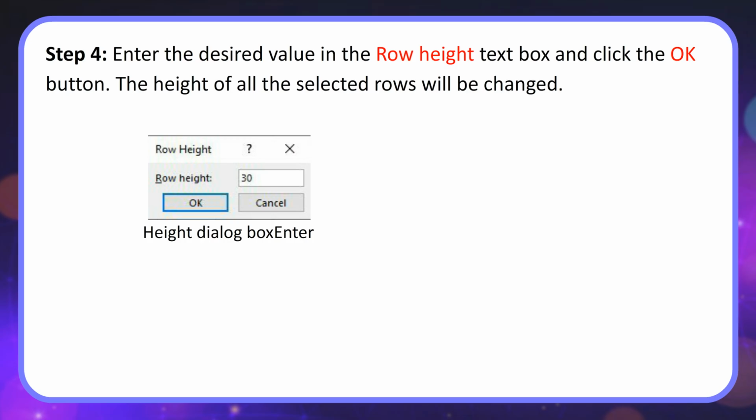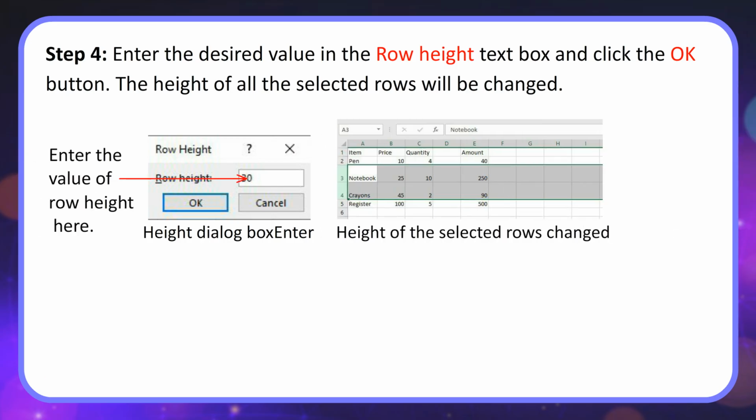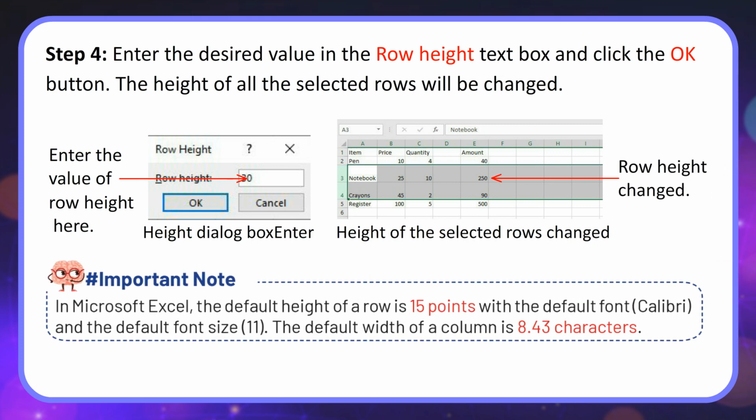Row height dialog box. Enter the value of row height here. Height of the selected rows changed. Row height changed. Important note. In Microsoft Excel, the default height of a row is 15 points with the default font, Calibri, and the default font size, 11.